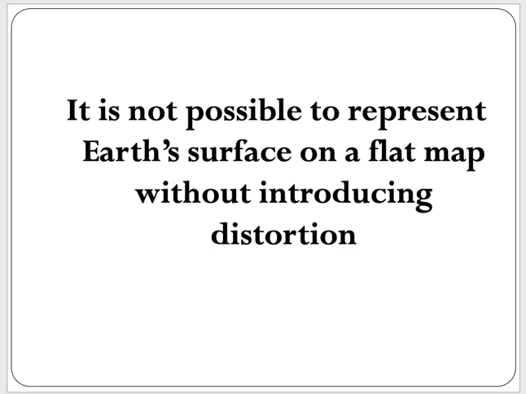It is not possible to represent Earth's surface on a flat map without introducing distortion. A common example to use is an orange. An orange again is similar to a sphere. If you peel that orange and try to flatten the peel, again, we're going to see some stretches and tearing just to flatten that orange peel. And the same is true for the Earth.